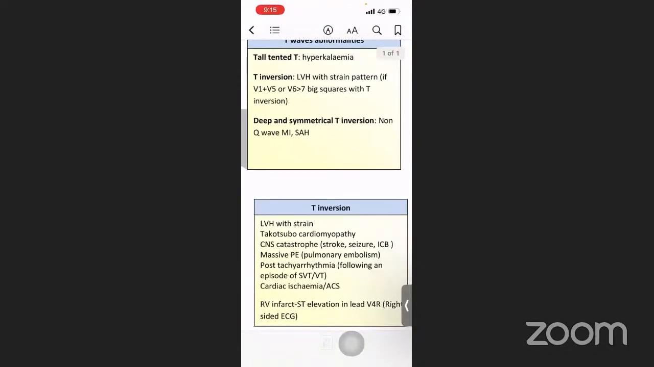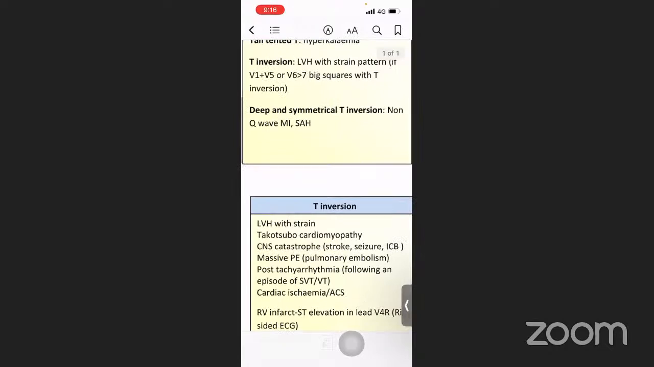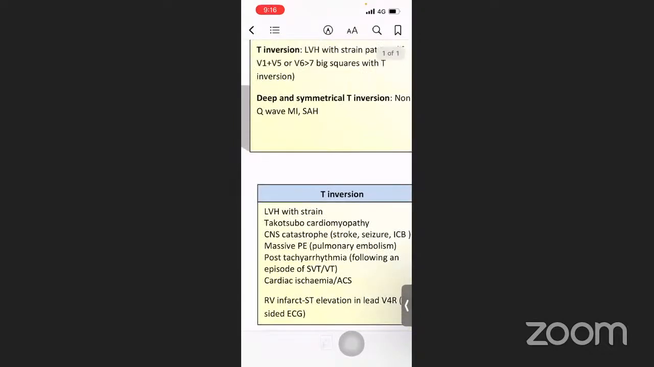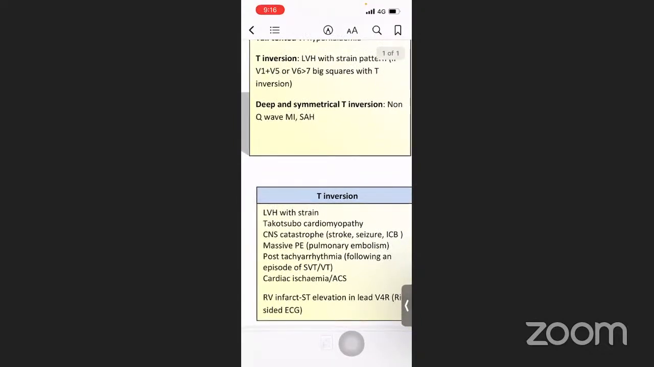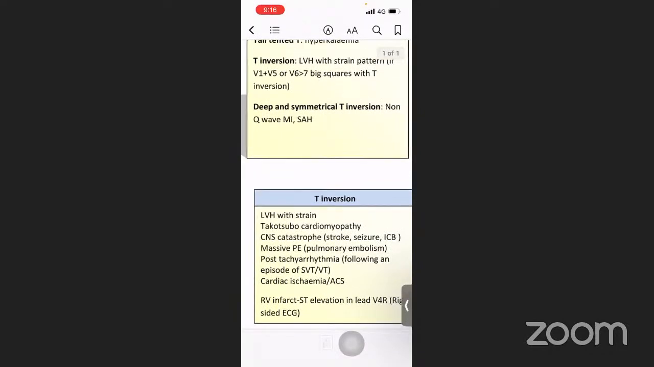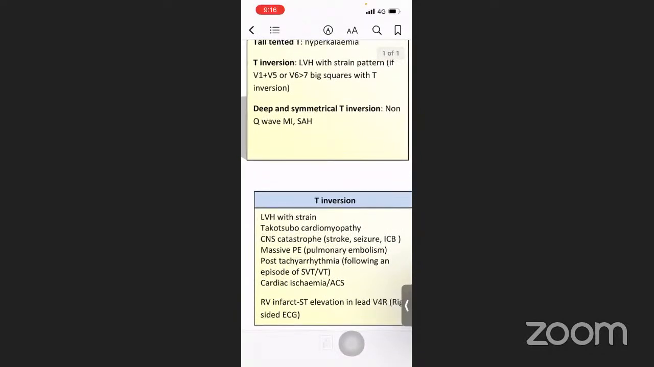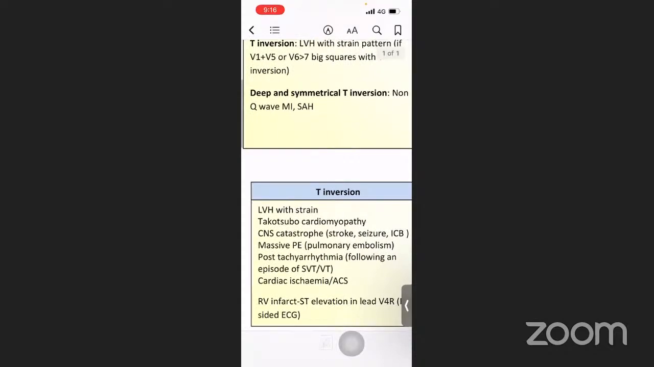Deep and symmetrical T inversion can happen in non-Q wave MI. T inversion can happen in LVH with strain, Takotsubo cardiomyopathy, and sometimes CNS pathology like stroke or intracranial bleed. In massive pulmonary embolism, you will have T inversion in lead 3, Q3.